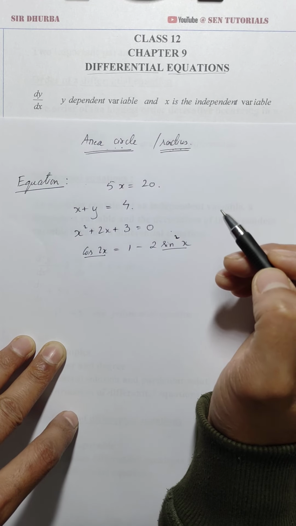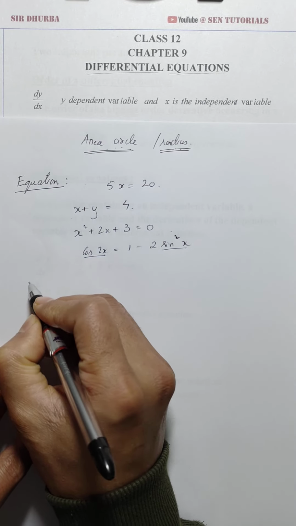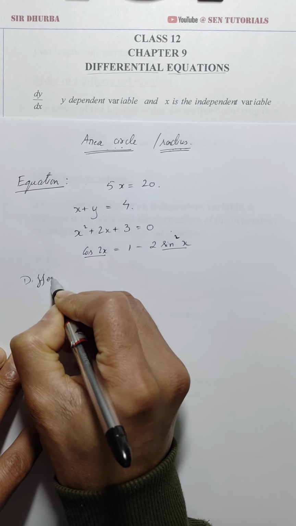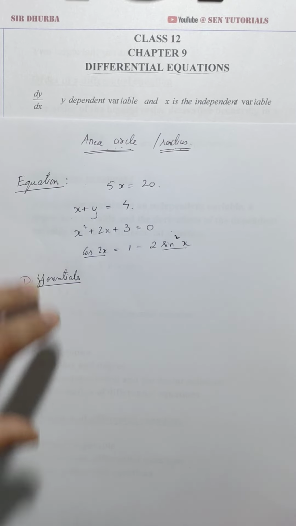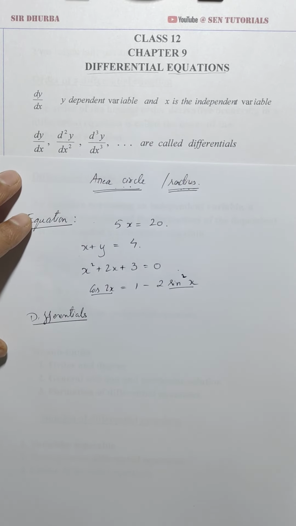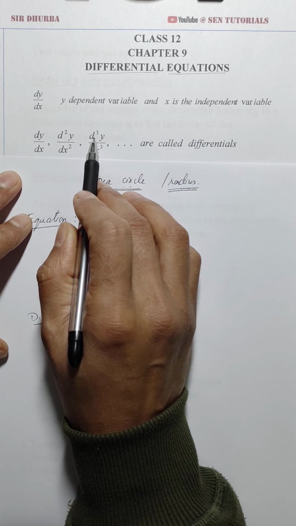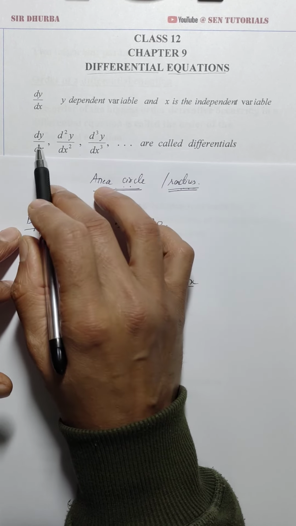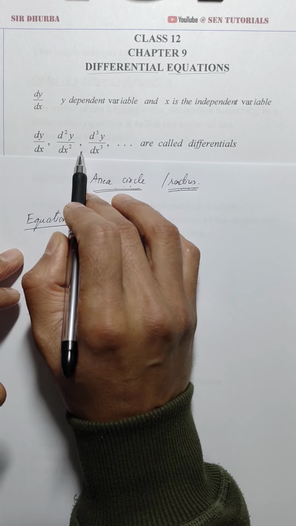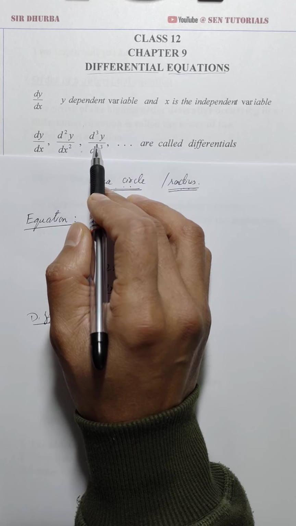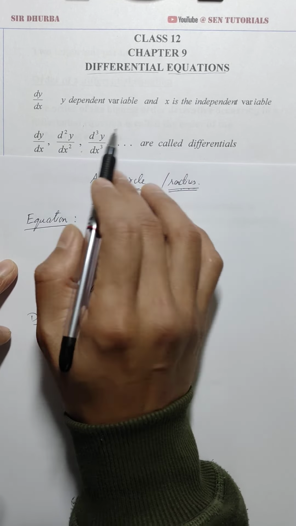Now what will be differential equations? But before that, again, what are differentials then? Differentials are nothing, as I mentioned here. We have come across dy by dx, d square y by dx square, d cube y by dx cube, first order, second order, third. Of course we have done up to second order only in class 12, but it can go on to third order, fourth, nth order. These are all known as differentials.